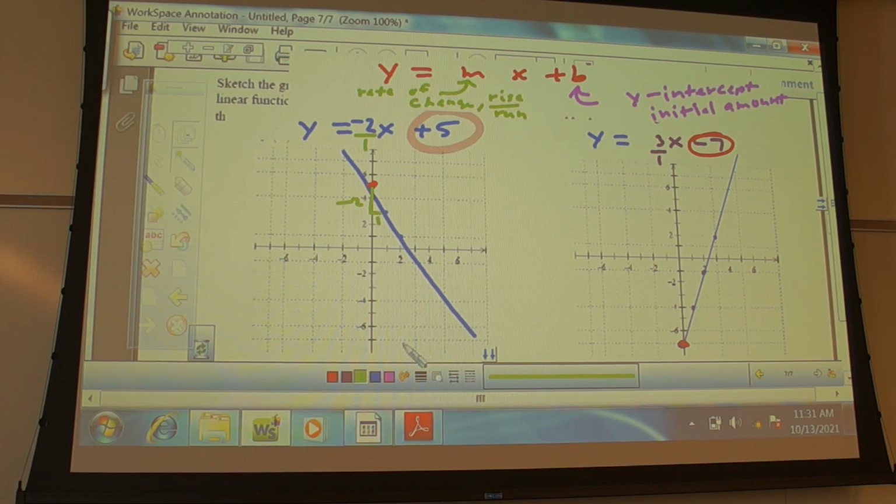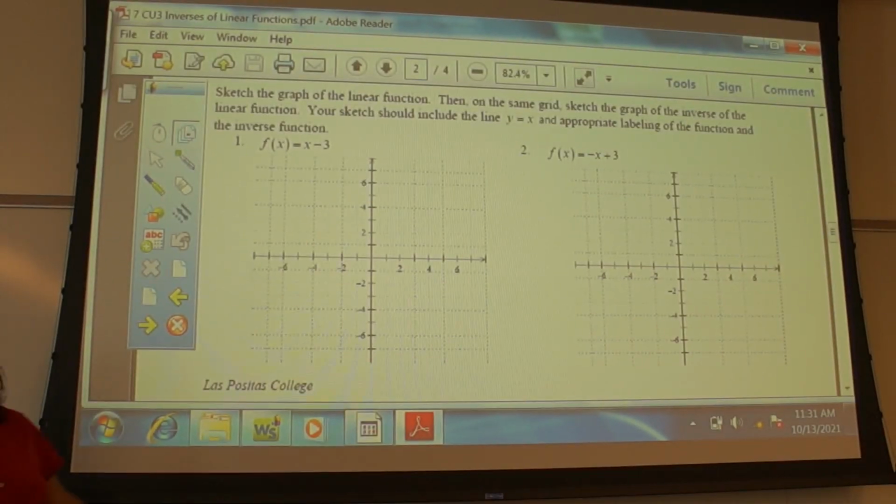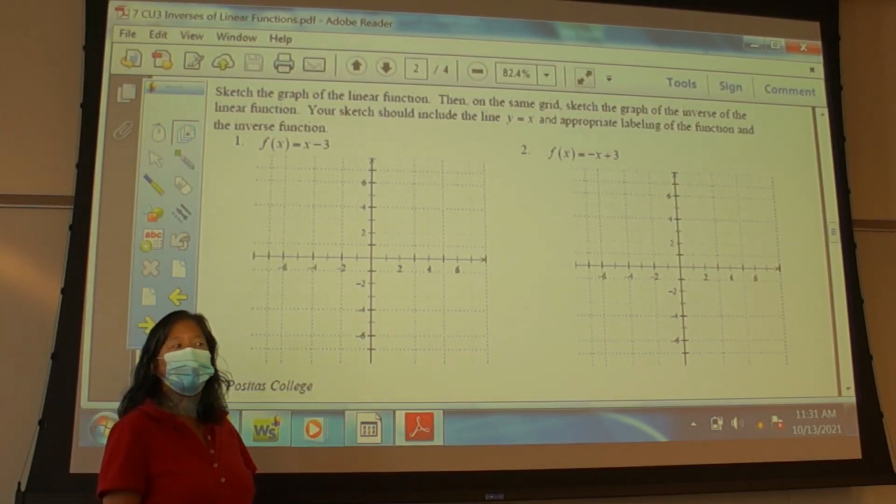Everybody kind of following where we're going here? So this would be -2. I drop 2, I run 1. Here I'm going to rise 3, 1, 2, 3, run 1. Good? Keep doing that. Rise 3, run 1. So that's the shortcut way, the easy way of graphing, right? Why do things the hard way?